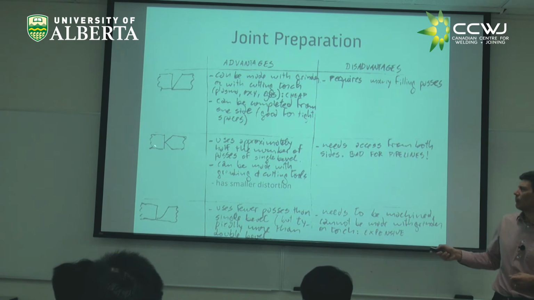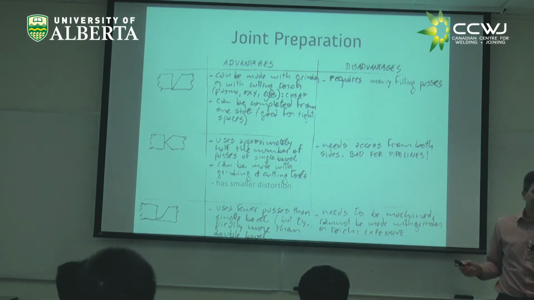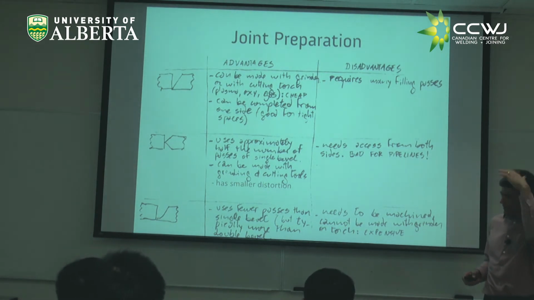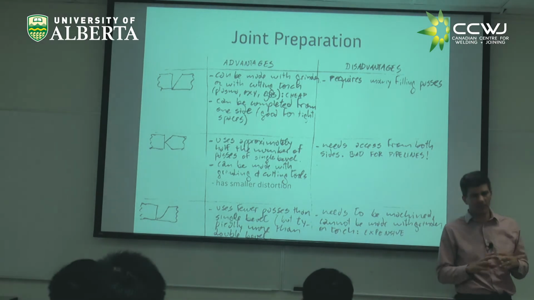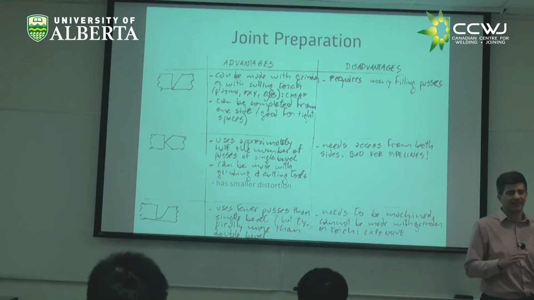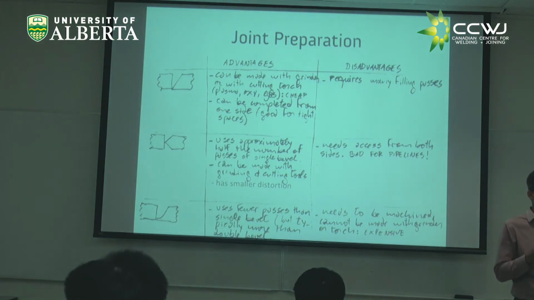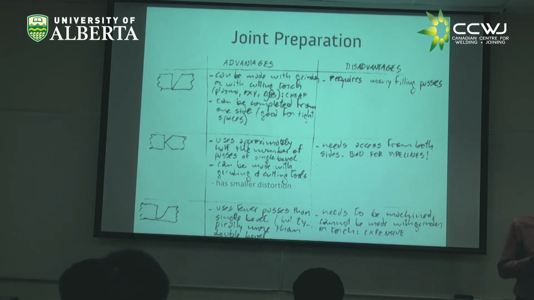Why wouldn't I always do this instead of this? Say? No, actually, if you have half the number of passes, the amount of heat you put in is about half. You need access on both sides. So if you're doing a pipeline, you better have a rather small welder to curl in, right? So typically, you don't do this in pipelines. You would do this in, for example, mechanical construction, right?